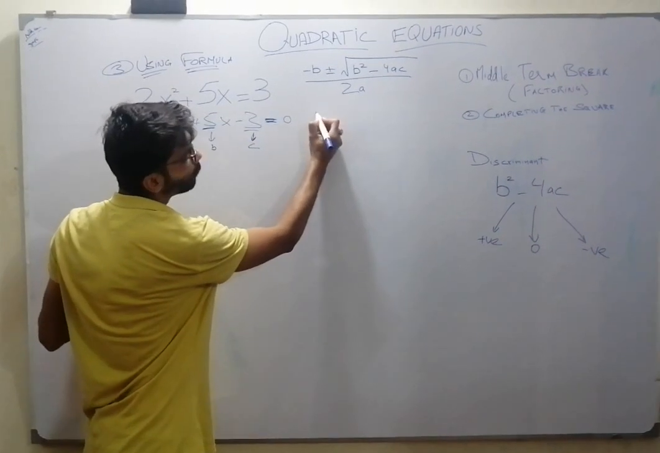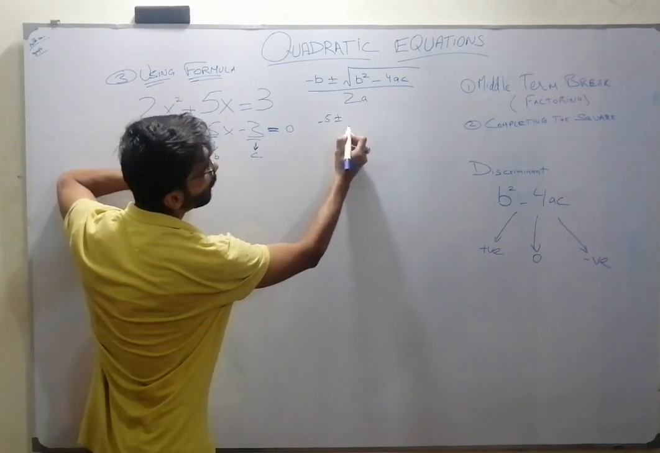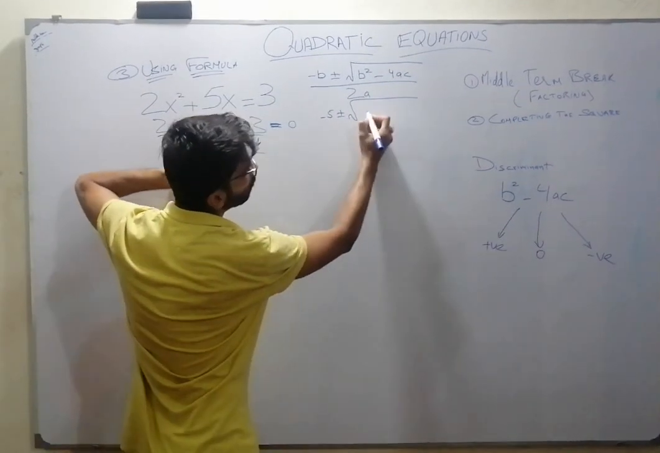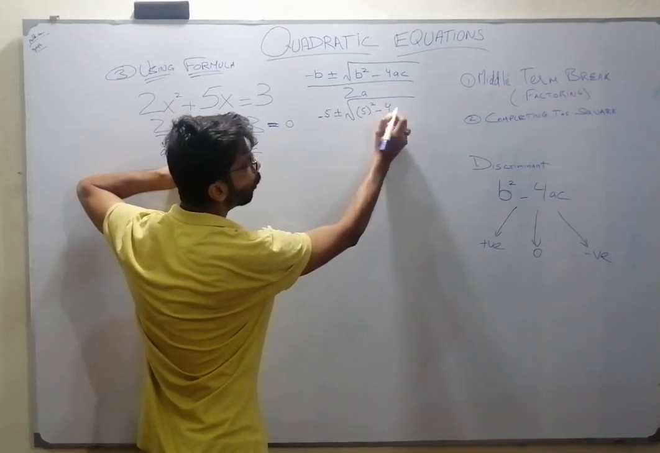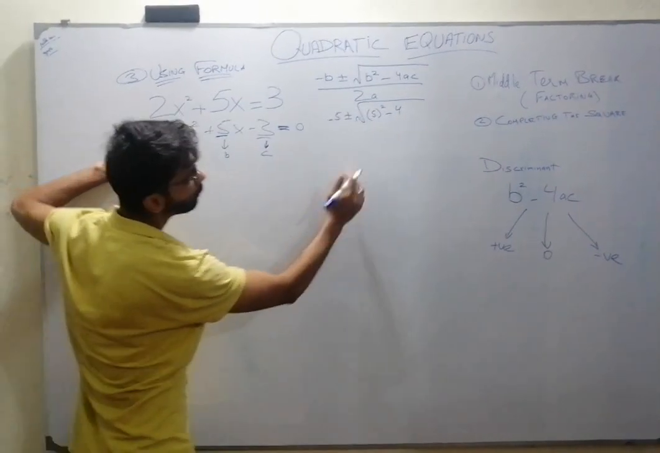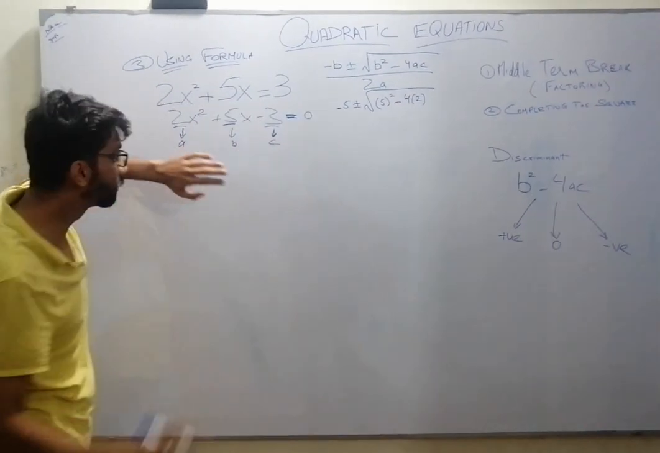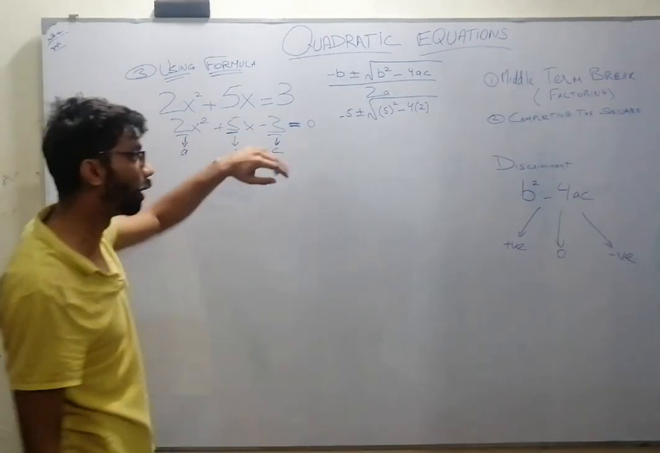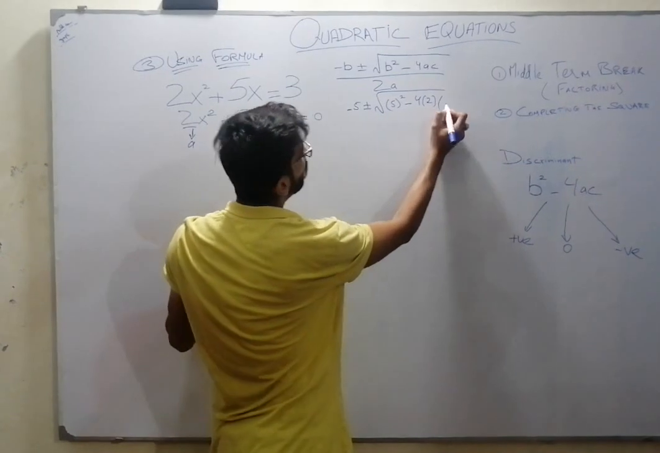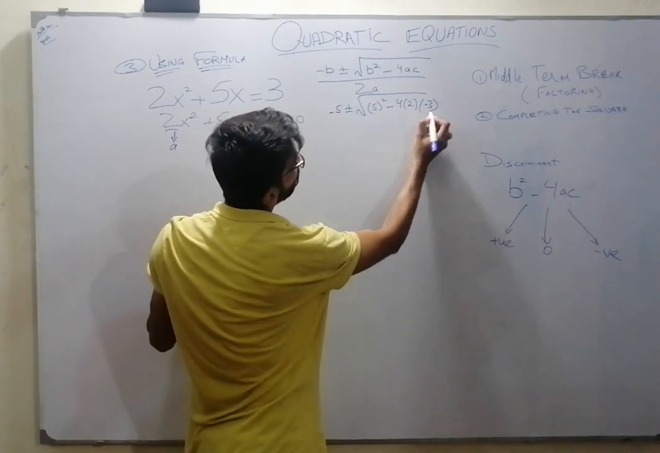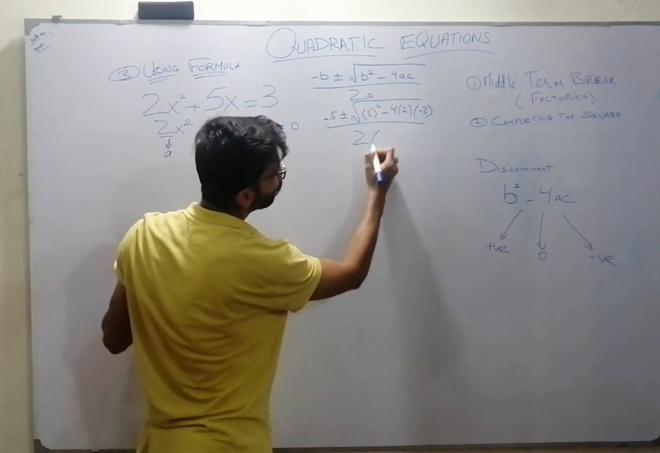It's minus b, so we'll be using minus 5 plus minus, again b square, that is 5 square minus 4. We have got a as 2 and c is negative 3. Always carry this sign in your formula, whatever it is, either positive or negative. So we'll be carrying minus 3, divided by 2, and again a is your 2.